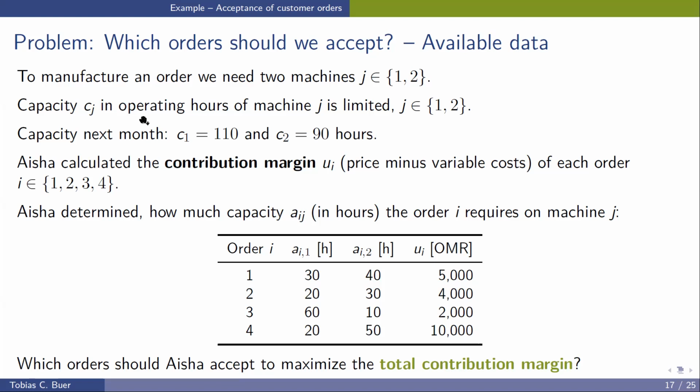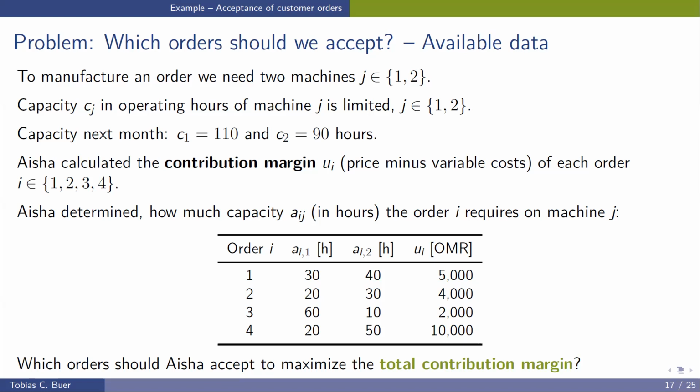For the next months, machine number 1, C1, is available for 110 hours. Machine number 2 is available for 90 hours. Why the difference? Maybe there are already other orders that have to be performed on these machines. Maybe there's some maintenance. Maybe the engineer who operates these machines is not available, is on holiday or whatever. So this is the reason why the available capacity of the 2 machines is different.